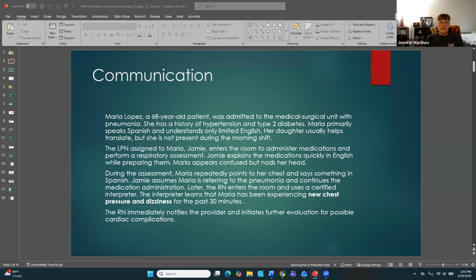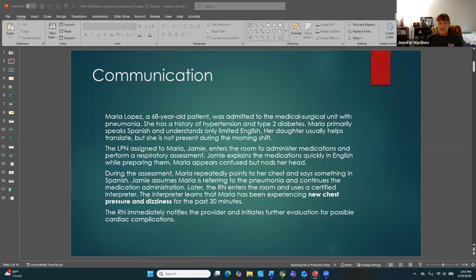The LPN assigned to Maria, Jamie, enters the room to administer medications and perform a respiratory assessment. Jamie explains the medications quickly in English while preparing them. Maria appears confused but nods her head. During the assessment, Maria repeatedly points to her chest and says something in Spanish. Jamie assumes Maria is referring to the pneumonia and continues the medication administration.